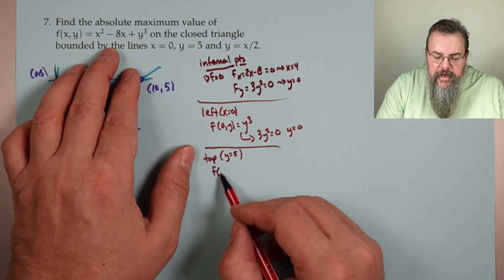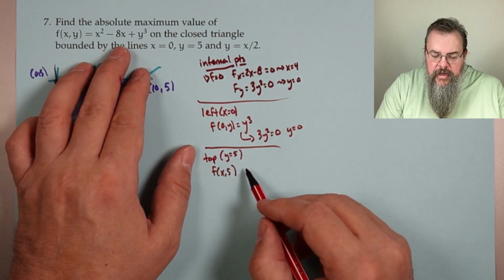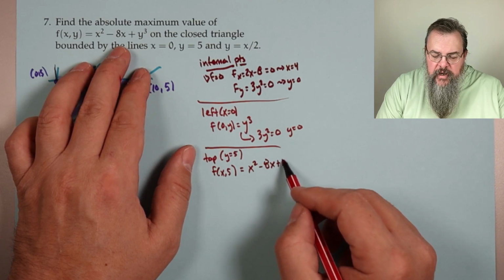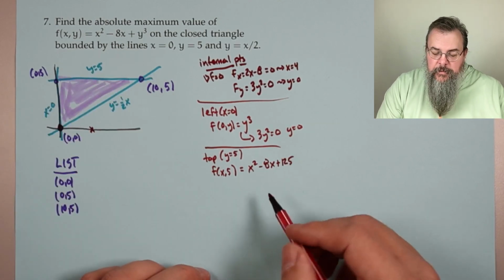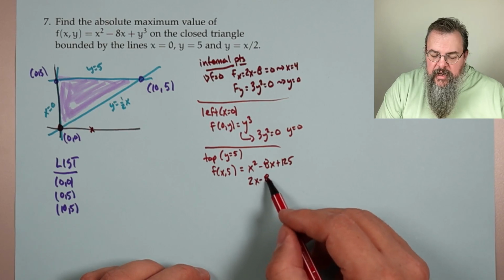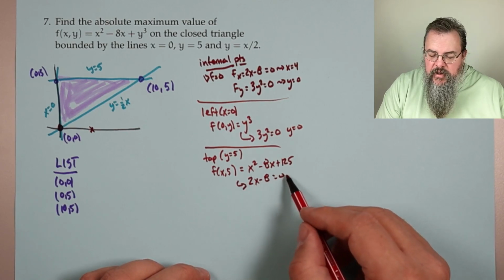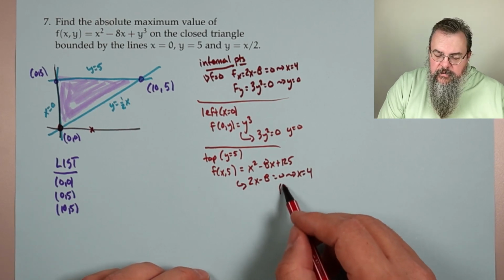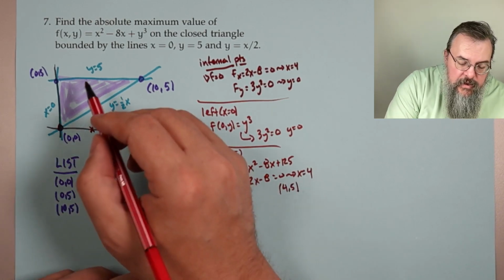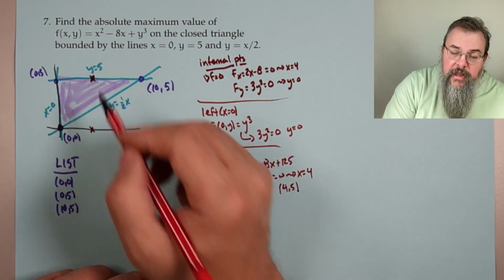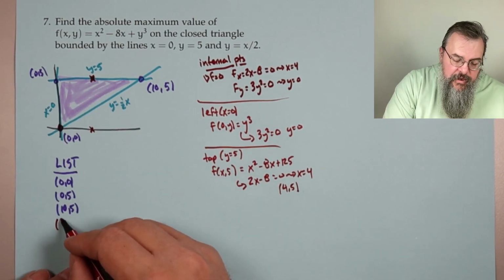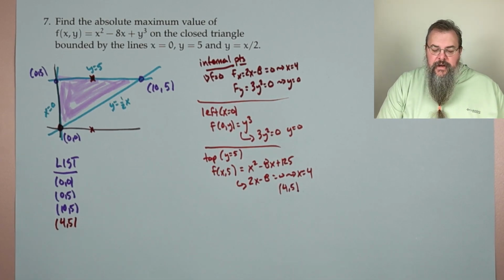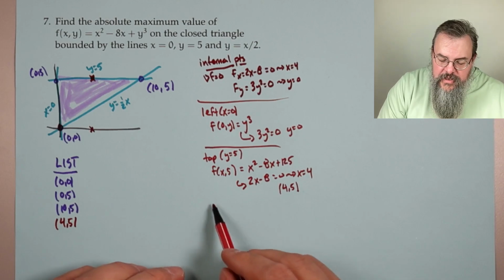So we have f of x comma 5, and that would give us x squared minus 8x plus 125. We can take the derivative. We get 2x subtract 8, and set that equal to 0. That gives us x equals 4. Or, if you like, that's the point 4, 5. And that would be here. So that is a potential place. So we add it to our list. 4, 5.